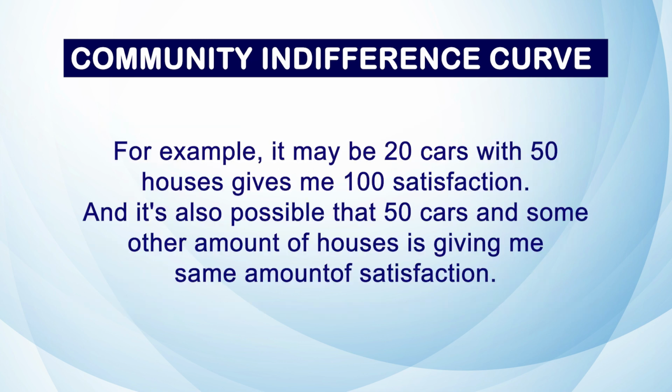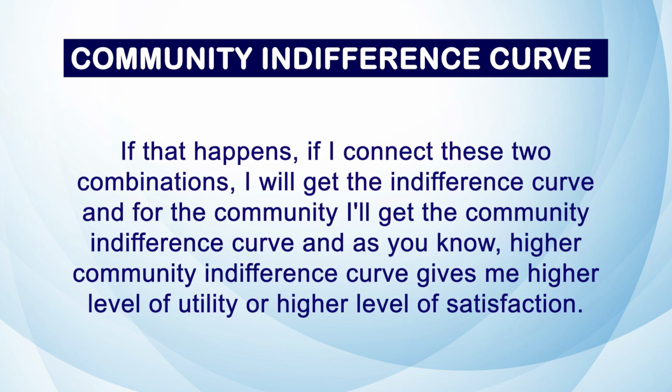For example, it may be 20 cars with 50 houses giving me 100 satisfaction. And it is also possible that 50 cars and some other amount of houses give me the same amount of satisfaction. If that happens, and I connect these two combinations, I will get the indifference curve.